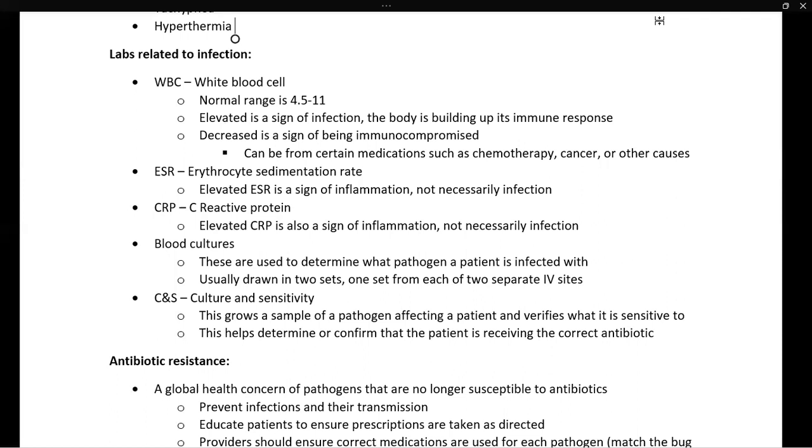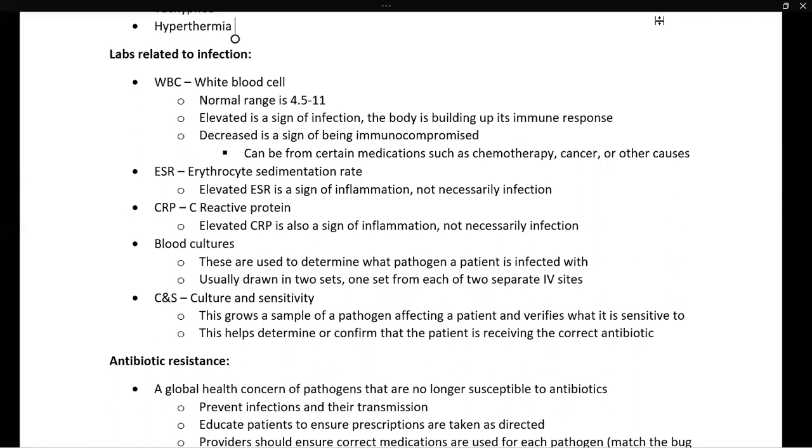Next, we have a CRP, which stands for C-reactive protein. This is another lab that is also used as a sign of inflammation. Again, it is not very specific because there are other causes of inflammation besides an infection.